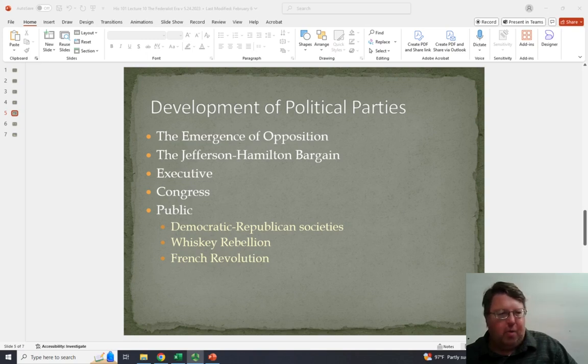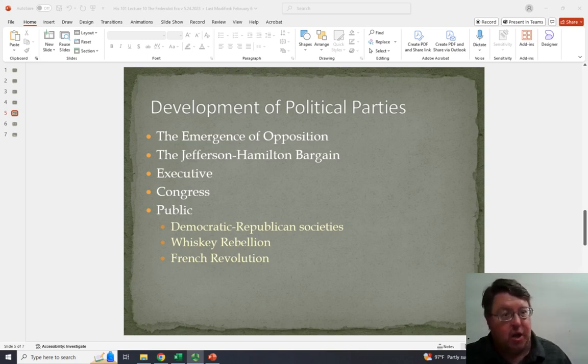So that's how political parties kind of develop in the executive branch. Right? Jefferson and Hamilton, they're arguing so much, very different visions of America. They're going to become leaders of their teams, team captains. Congress, we just went over. As Congress argues over Hamilton's policies, they start dividing up.